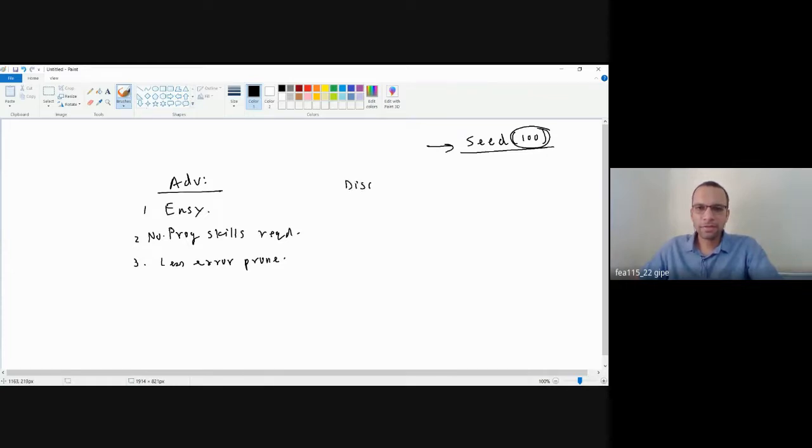Disadvantages is, it can be very intensive from a system point of view. We'll talk about that in a bit. So it is system intensive.